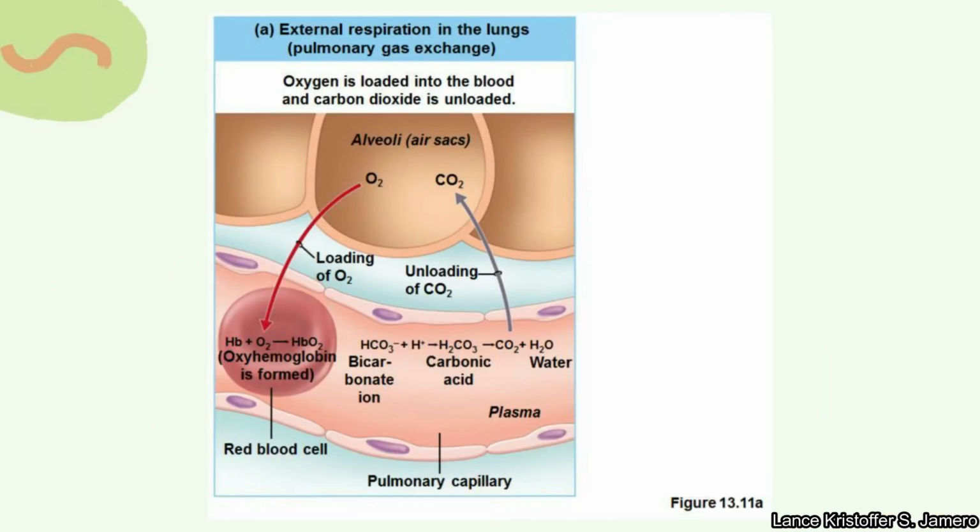In the next slide, you can see the visual representation of the external respiration in the lungs. You can see how oxygen is loaded into the blood and carbon dioxide is exhaled. Alveoli, or the air sacs, contain the oxygen needed, which is transferred by the process of diffusion towards the pulmonary capillary. When oxygen is transferred to the pulmonary capillary, it forms the oxyhemoglobin. As oxygen is received by the pulmonary capillary, the carbon dioxide is exhaled towards the alveoli, or the air sacs.